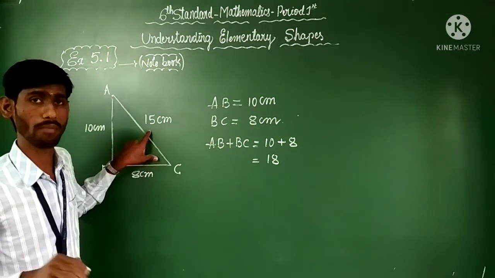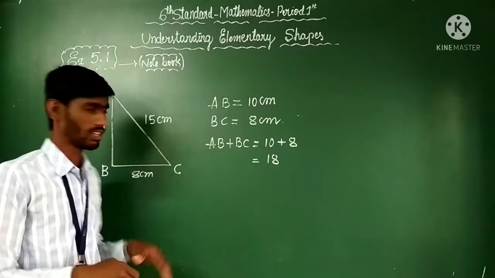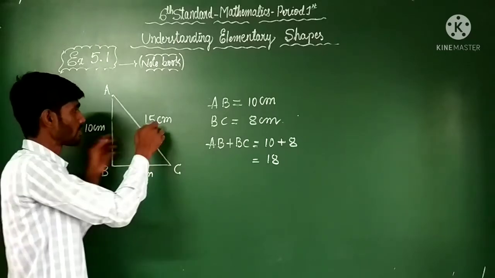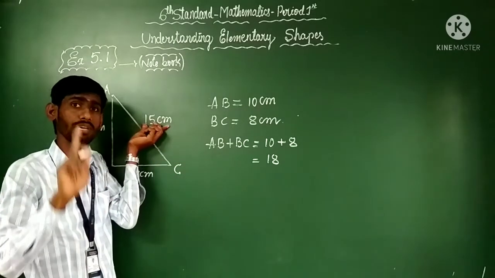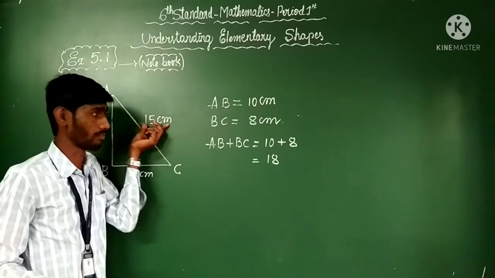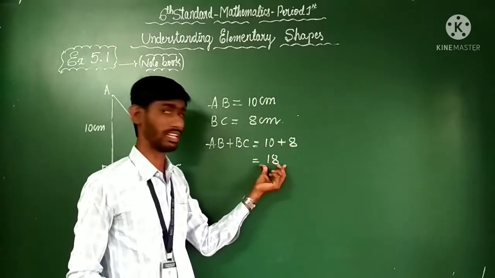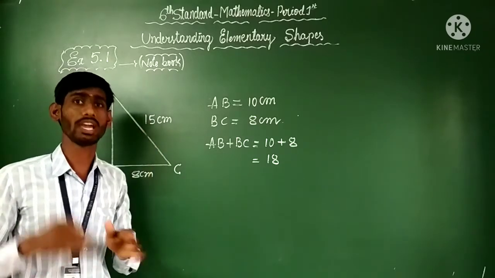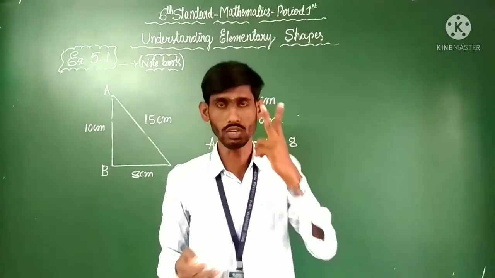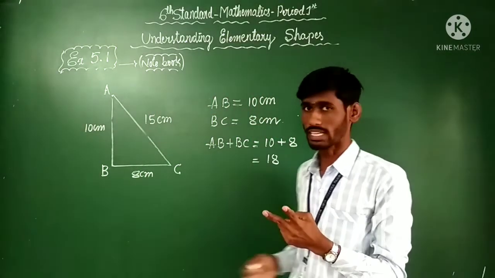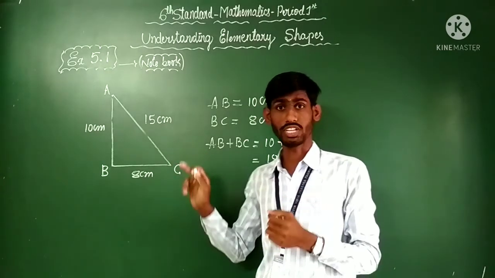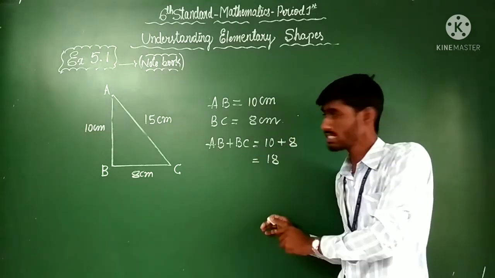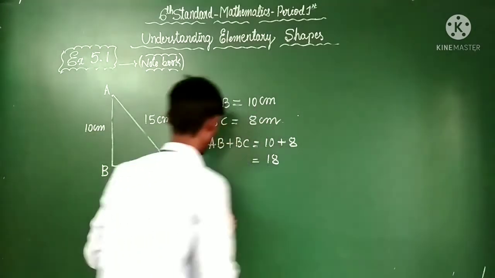Dear children, observe here. What is the third side? I mean the remaining side, since I have selected AB and BC. Remaining side is AC. What is the measurement of AC? The measurement of AC is 15. But the sum of two sides is 18. So 18 is the bigger number, 15 is the smaller number. So we can conclude that the sum of any two sides is always greater than the third side. Actually the statement is wrong. We have checked that the sum of two sides is greater than the third side.